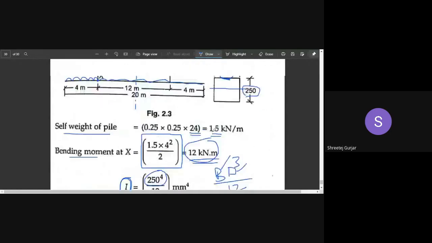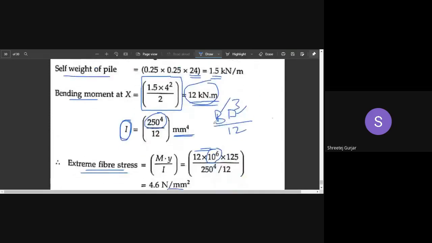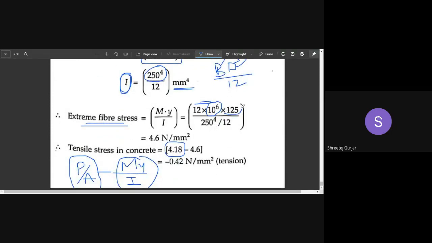So it will be at the bottom, right? So how much is this distance? This distance is 250 by 2, that is 125. So 125 divided by I. I we know is 250 raised to 4 by 12. So that value is 4.16. Right. So 4.18 minus 4.16 is equal to minus 0.42 Newton per mm squared.